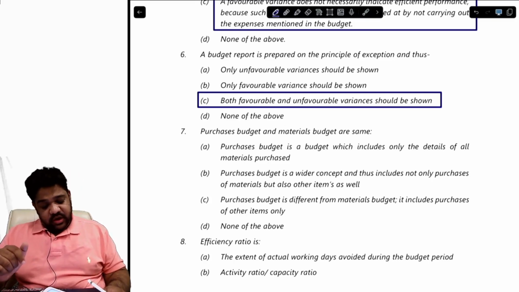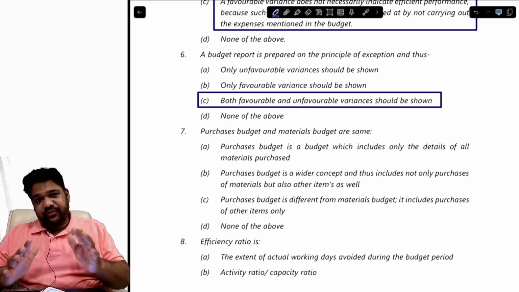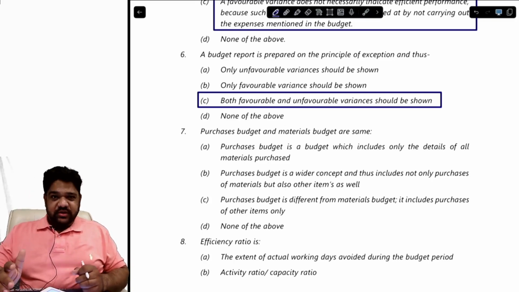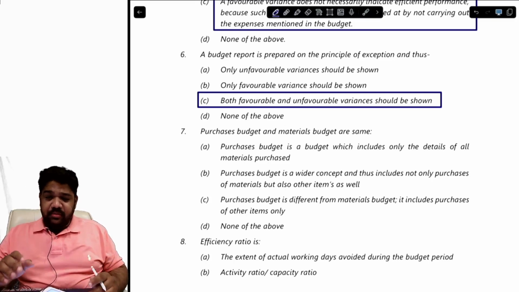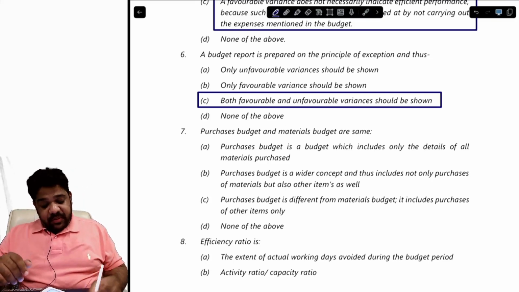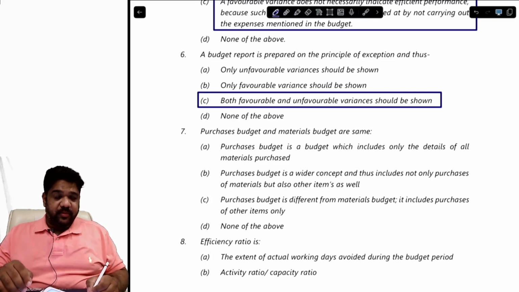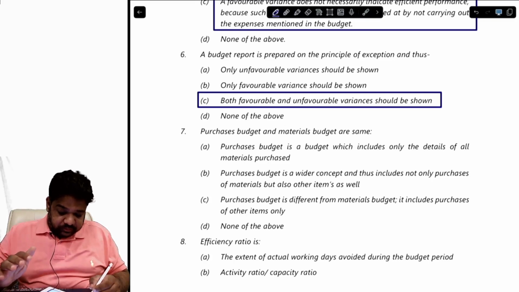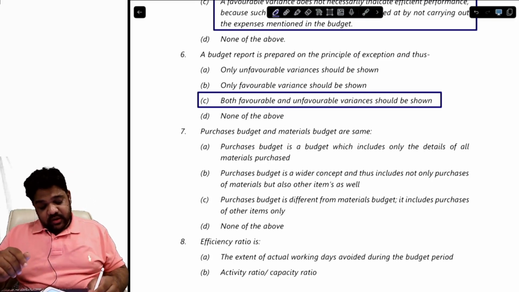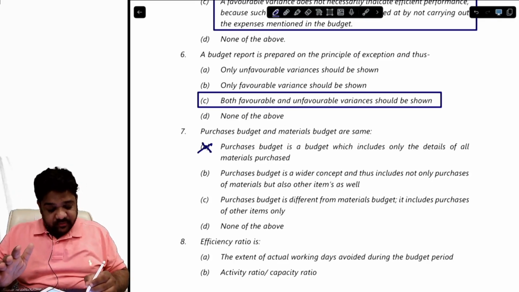Okay. And then the D part says none of the above. Now we will have to actually figure out. So there is no obvious answer to this. So let's redo this. None of the above. Let's keep that for a while. Purchase budget is different from material budget. It includes purchase of other items only. Let's think over it. I think we can cancel out the first one for sure. A is not the answer.